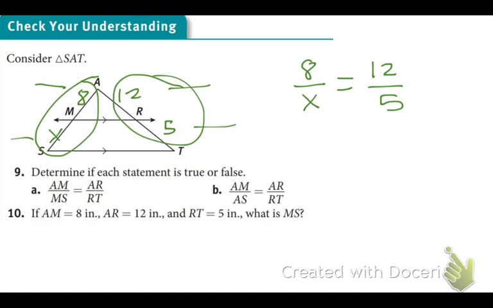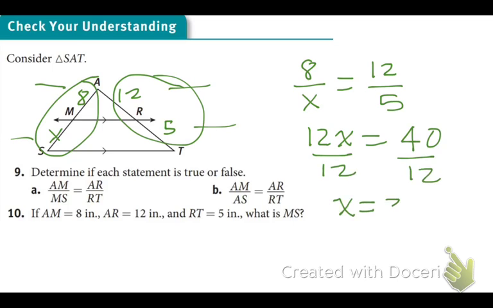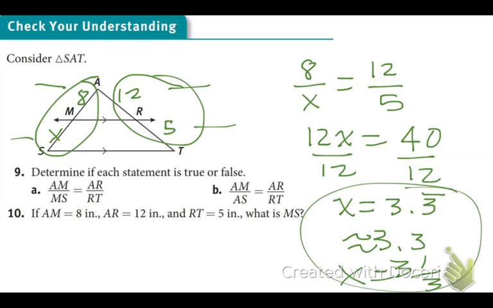Now we'll cross multiply, and we get 12X equals 8 times 5, which is 40. And when you divide both sides by 12, you get X equals 3.3 repeating. So that's about 3.3, or you could say that's 3 1/3. So any of those would be a pretty reasonable response for that.